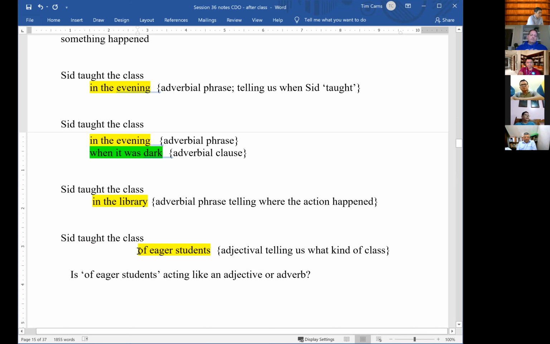And again, this is a phrase, and technically eager is an adjective modifying students, but we take it as a phrase, of eager students. And as a phrase together, it's acting like an adjective because it's modifying class. It's describing the class. What kind of class? Class of eager students. Okay? So, any questions on any of these examples so far?